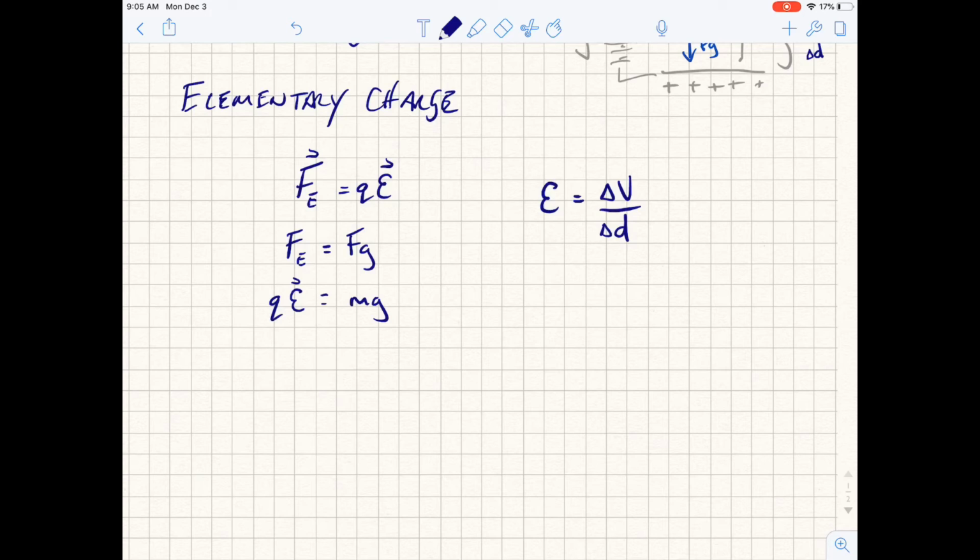Let's try to isolate for Q. Let's try to find that charge. So Q is going to be equal to mg divided by the electric field strength, and that's just a rearrangement of this guy right here.